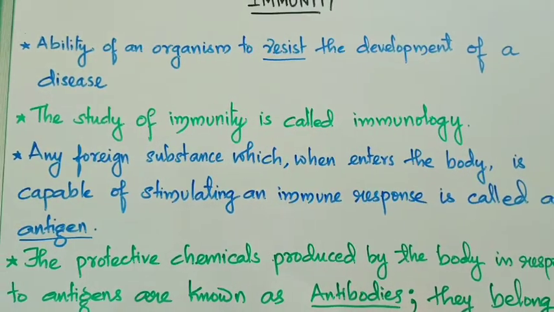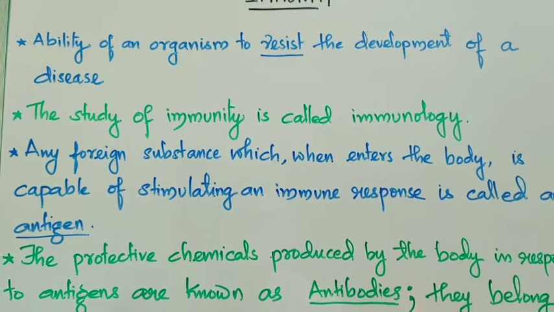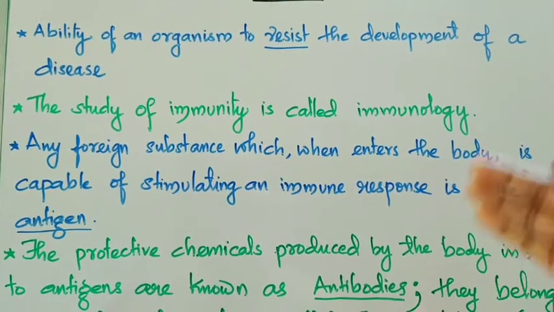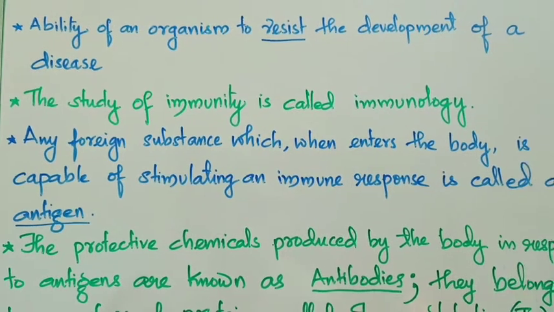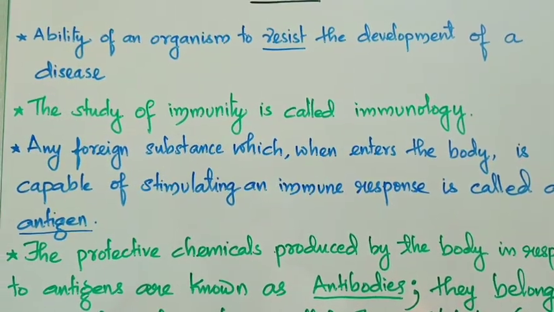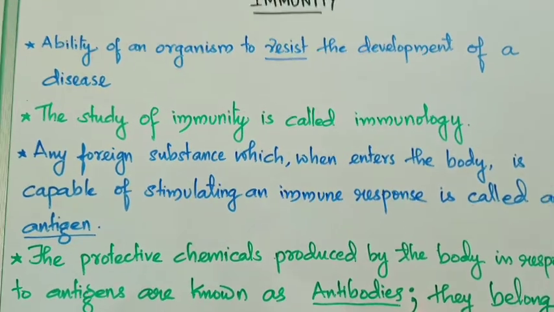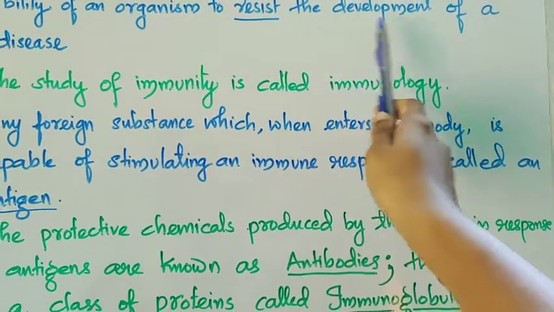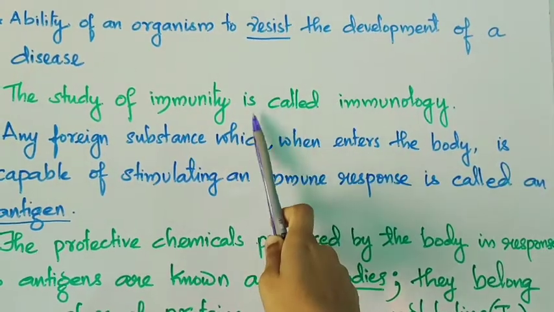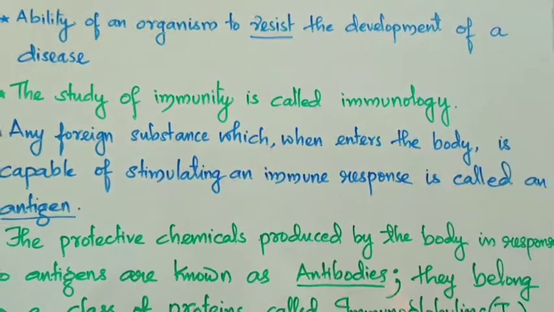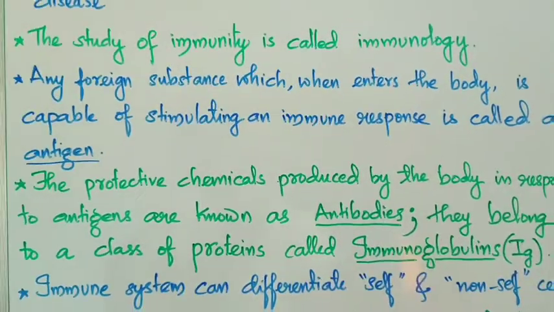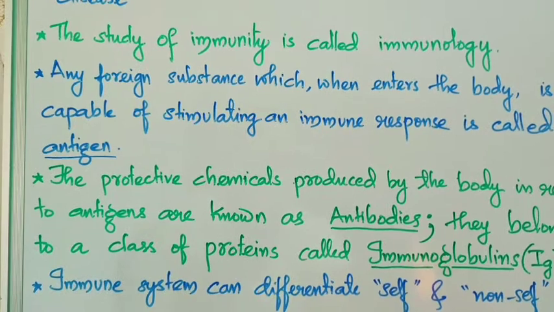Okay, so children, first of all, I would like to tell you that whatever I have written here, please write it down somewhere in your notebook, especially whatever is being shown in this video. So it will be easier for you to study later on. All right. So resistance to the development of a disease is called immunity, and the study of it is called immunology.